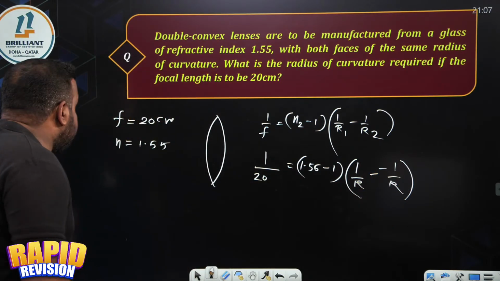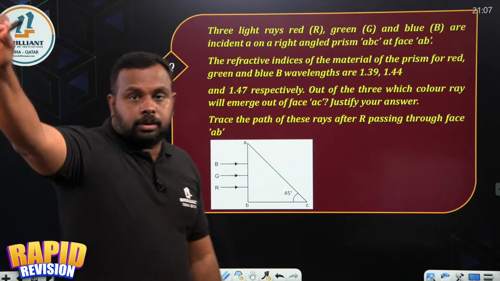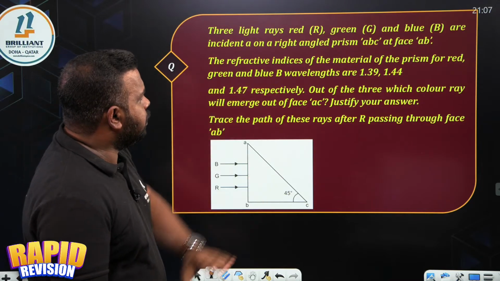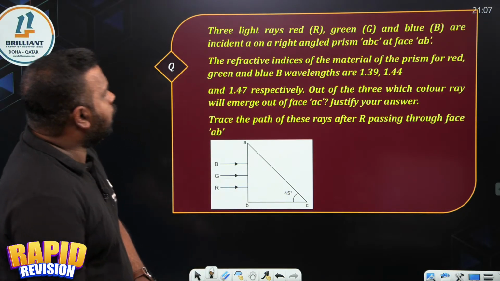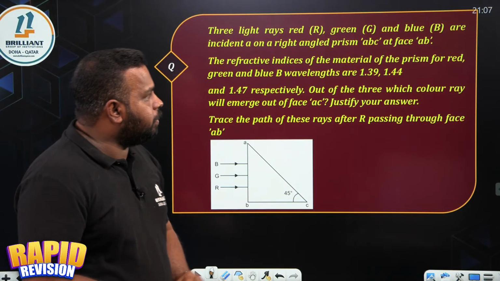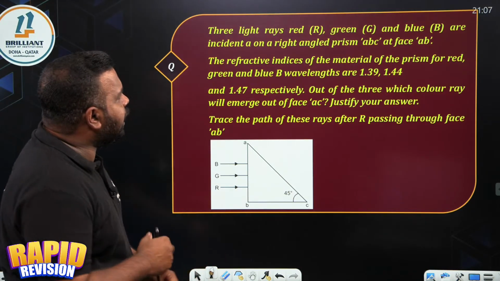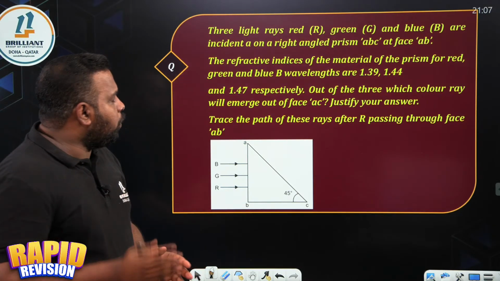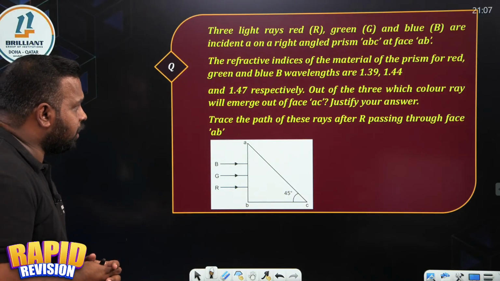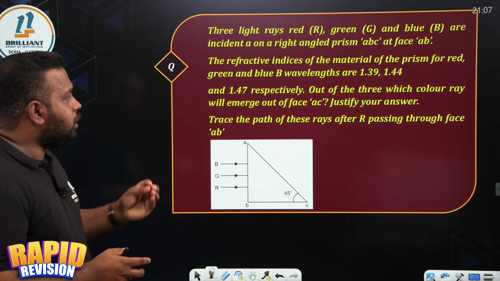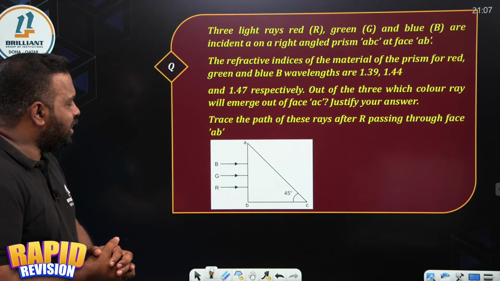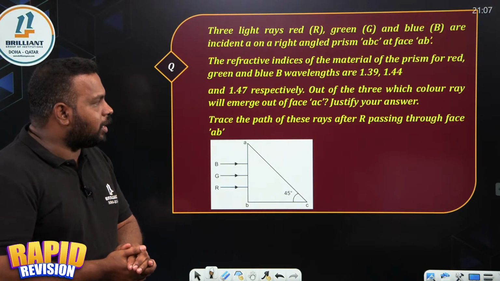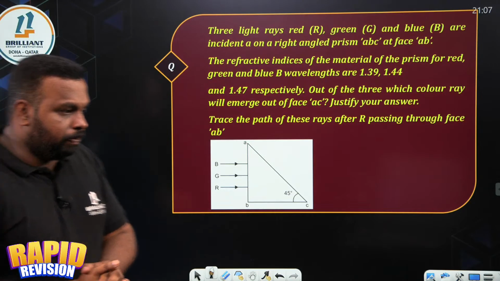Okay, next question. This is a repeating question, you can see in many papers. Three light rays, red, green and blue, are incident on a right angled prism ABC at face AB. The refractive indices of the material of the prism for red, green and blue wavelengths are 1.39, 1.44 and 1.47 respectively. Out of the three, which color ray will emerge out of the face AC? Justify your answer. Trace the path of these rays after passing through the face AB.